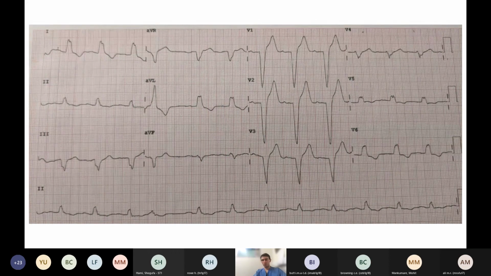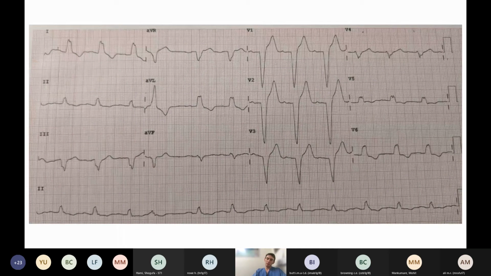Bundle branch block. So this is a patient with left bundle branch block. I know a lot of people get het up about, is it a left bundle branch block? Is it a right bundle branch block? In short, if the QRS is widened, if you're presented this ECG by a consultant on CCU, it's probably going to be a bundle branch block.